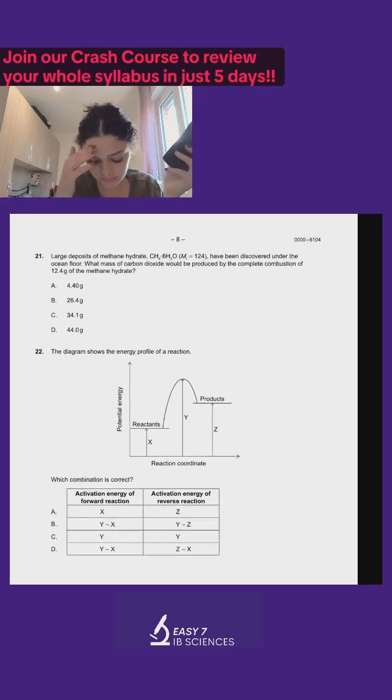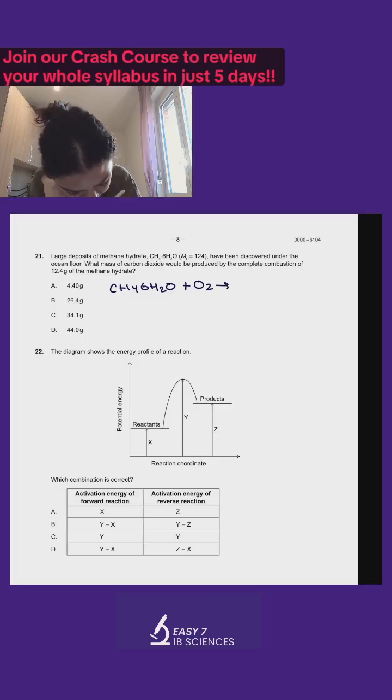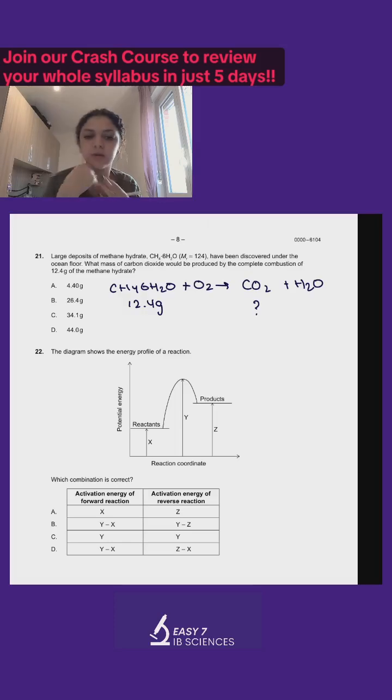Okay. It says large deposits of methane hydrate have been discovered under the ocean floor. What is the mass of carbon dioxide produced by the complete combustion of 12.4 grams of methane hydrate? So here we have CH4·6H2O. I'm combusting it in oxygen, and I'm producing CO2 plus H2O. Okay, and it's asking me, what is the mass of carbon dioxide when I combust 12.4 grams of this. This is another hard question, but hopefully we're able to solve it together.